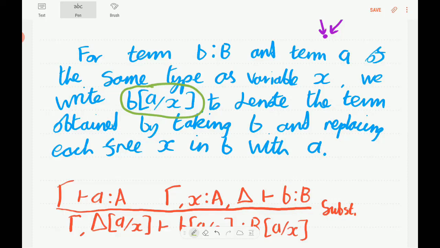Sometimes variables can be bound and we have various different operations that can bind variables. But the idea of this substitution is that all unbound or free occurrences of this variable x will be replaced with little a in this term b. Okay.